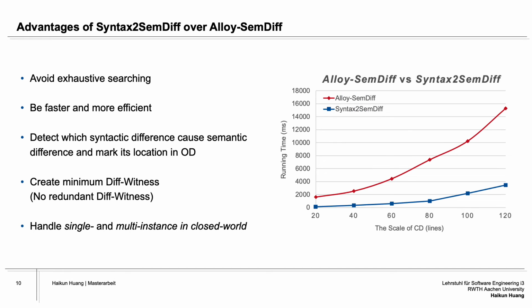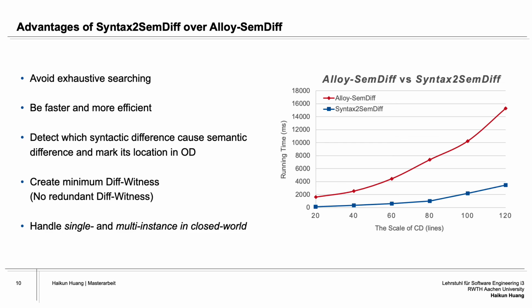In conclusion, syntax to semantic diff has some advantages over LY-based semantic diff. First, syntax to semantic diff avoids exhaustive searching without using the model checker LY. Then it is faster and more efficient than LY-based semantic diff. We can see the graph on the right side. It shows when the scale of CDs becomes larger, the running time of syntax to semantic diff grows slower than the LY-based semantic diff.